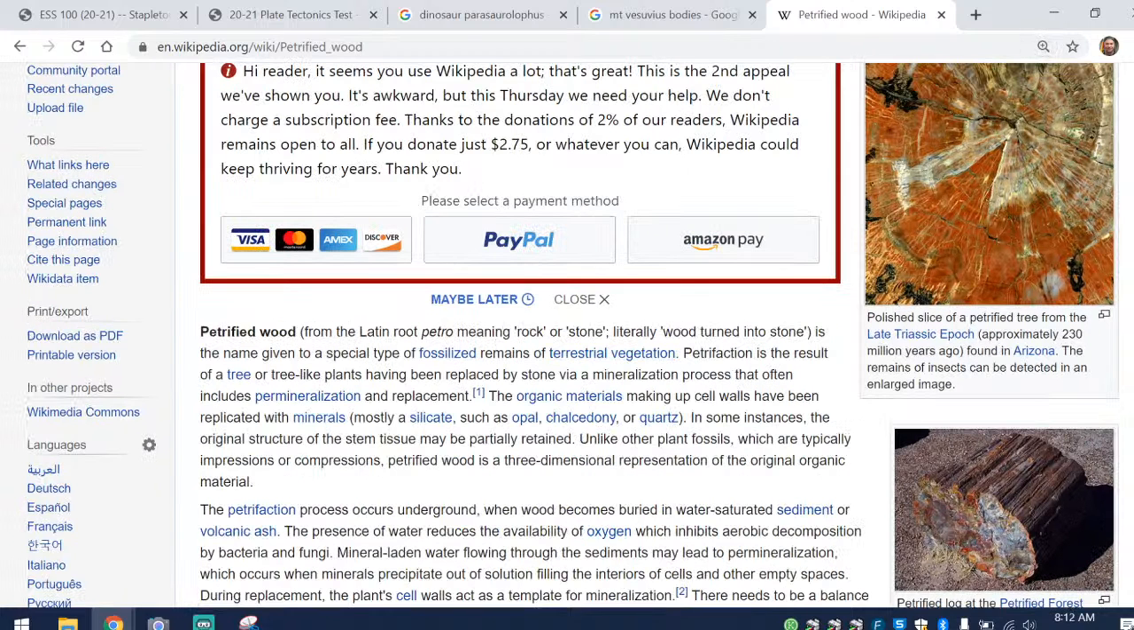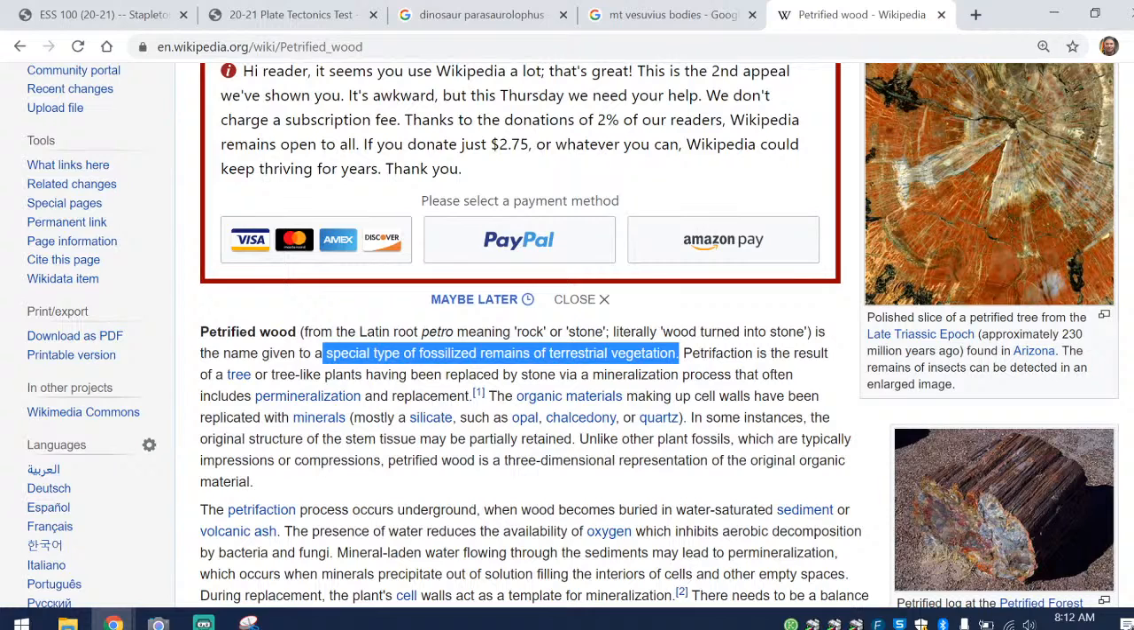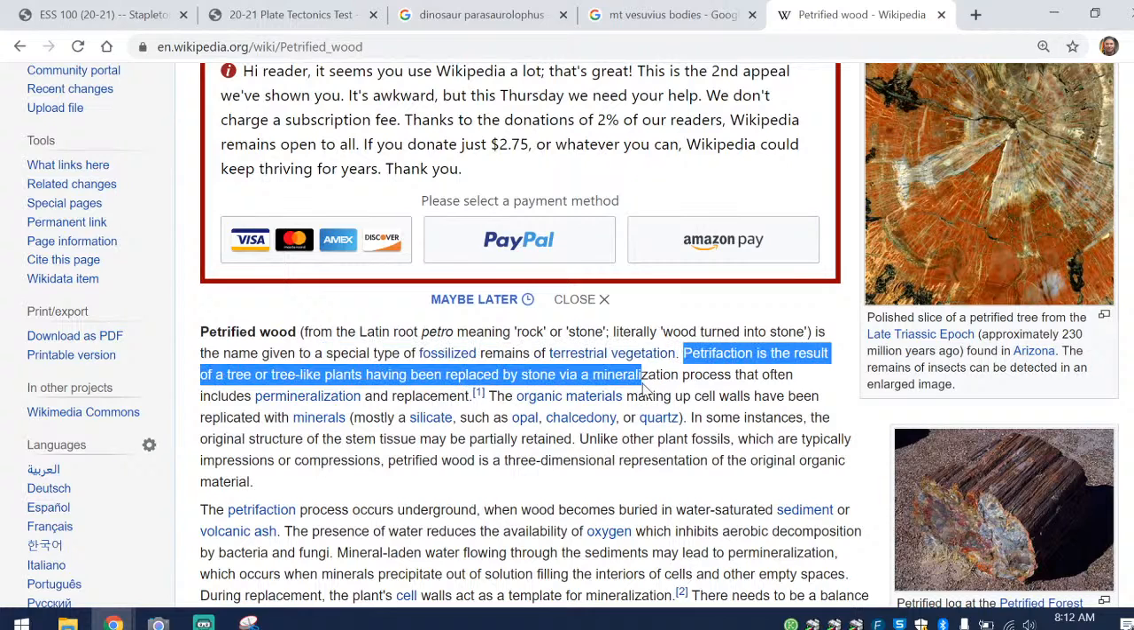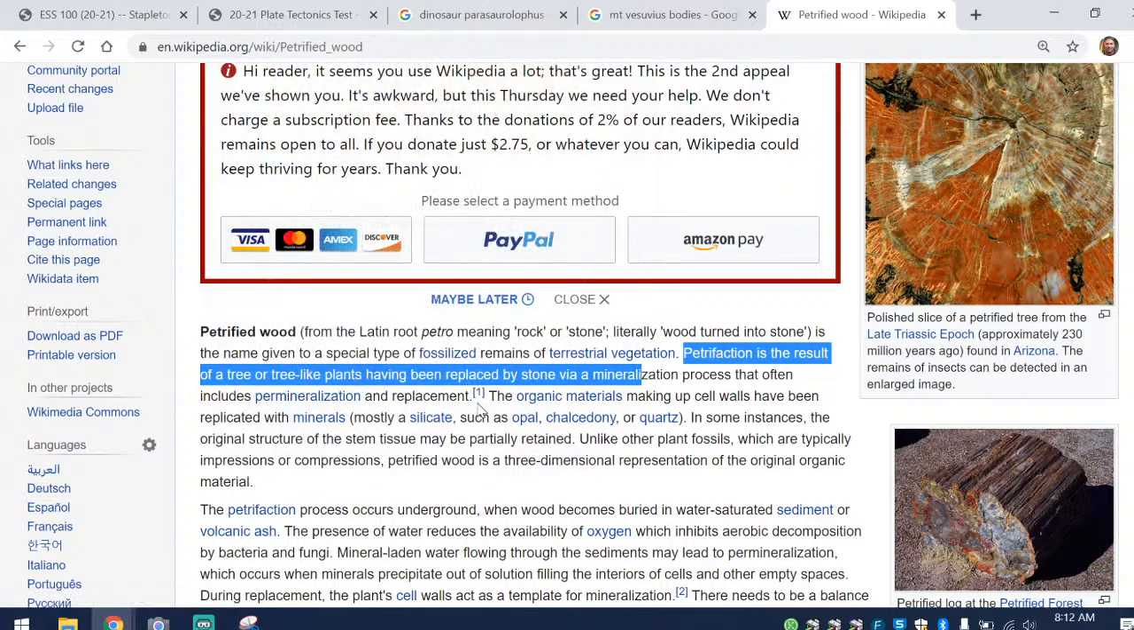From the Latin root meaning rock or stone, literally wood turned to stone, and the name given to a specialized fossil remains of terrestrial vegetation. So terrestrial means on land, vegetations, plants. Petrifaction is the result of a tree or tree-like plants having been replaced by stone via mineralization. That often includes permineralization, don't worry about that, and replacement.